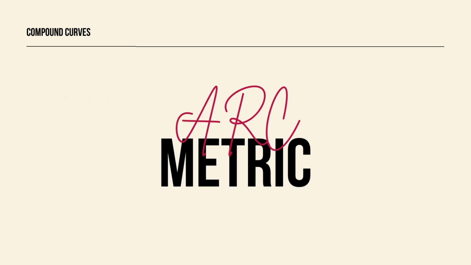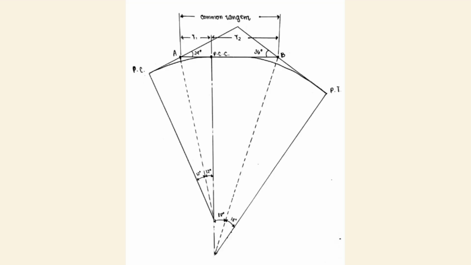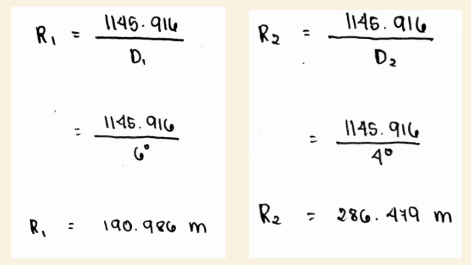First, using arc basis in the metric system. Based on the given, our figure would look like this. PC is the point of curvature, PT the point of tangency, and the sum of T1 and T2 is the length of our common tangent. For A, we need to solve for the length of the common tangent, but before that, we first need to determine the value of our radius.